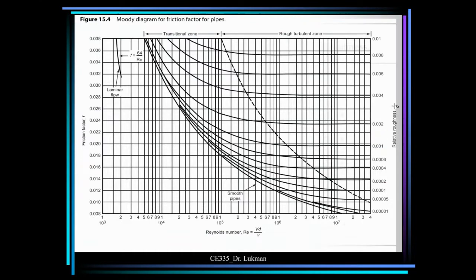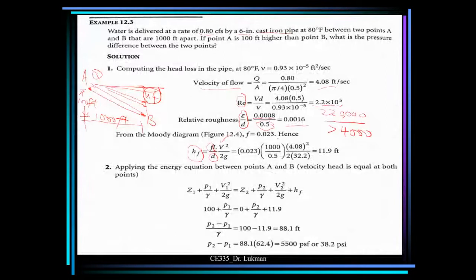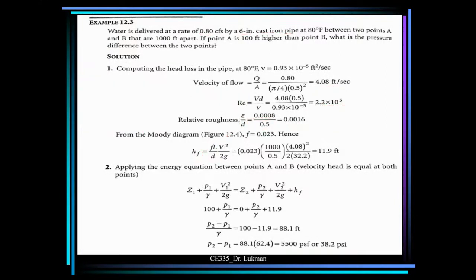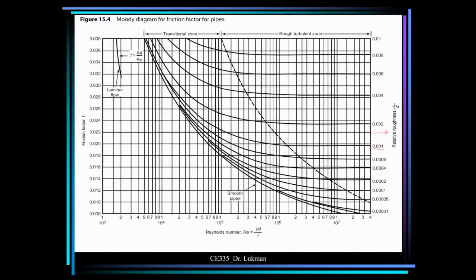2.2 times 10 to the power of what? The Reynolds number is 2.2 times 10 to the power of 5. Okay, so let's locate it. So we got 10 to the power of 5. This is 10 to the power of 5. So this is 2 and this is 3. So 2.2 should be somewhere here, because this is 2.25 and this is 2.2. So we now sketch.